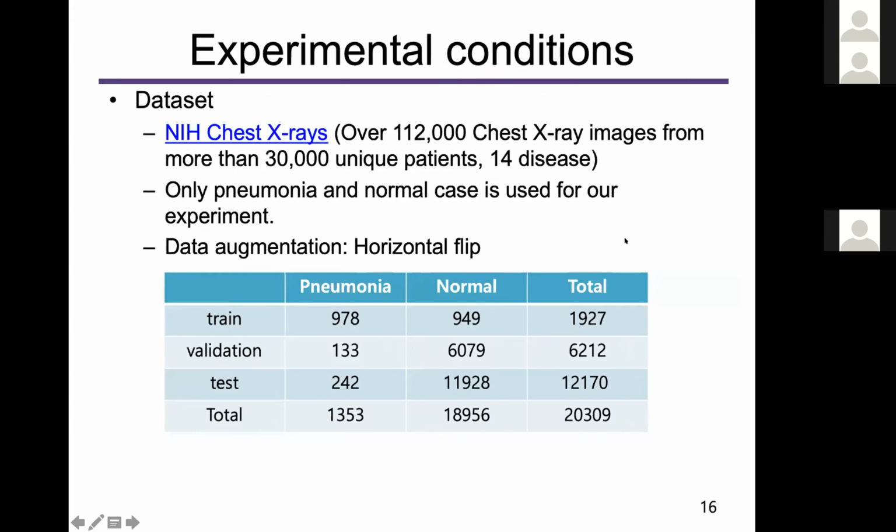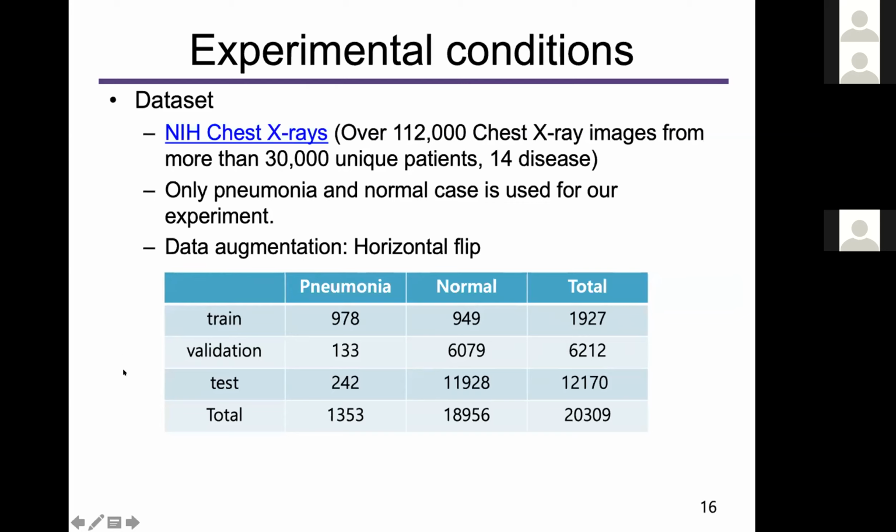So first I'm gonna introduce the data set. We use NIH chest X-ray, which has more than 100K chest X-ray images from 30,000 unique patients with 14 diseases. But we only pick the pneumonia and normal cases for the binary classification. And we use data augmentation. We use horizontal flip for data augmentation because other methods such as vertical flip don't make any sense for the chest X-ray. So we only use horizontal flip.